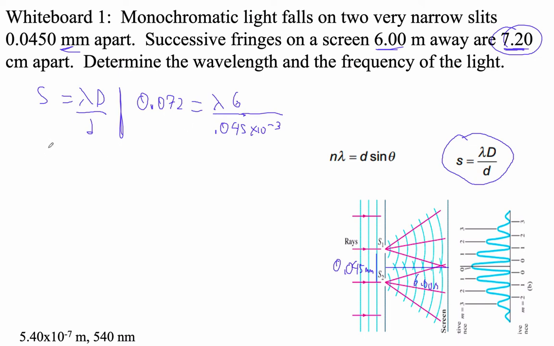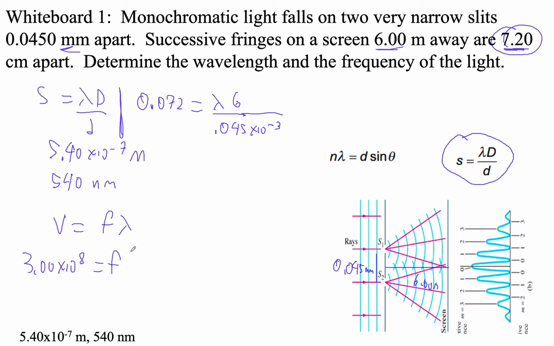And the wavelength is 5.40 times 10 to the minus 7th meters, which is 540 nanometers, by the way. Okay. And then what is the frequency of the light? The frequency of the light, we're just going to use this. V is f lambda. The speed of light is 3.00 times 10 to the 8th. It's actually 2.99 something that rounds up, right?